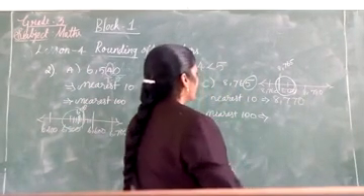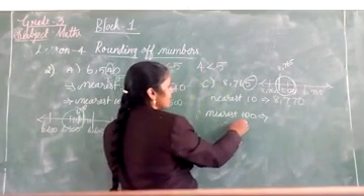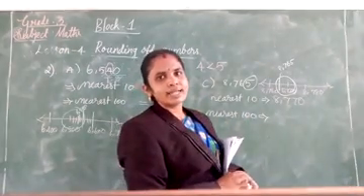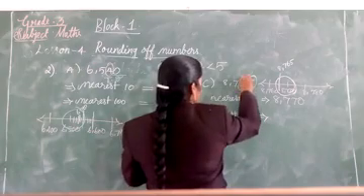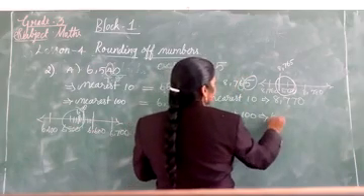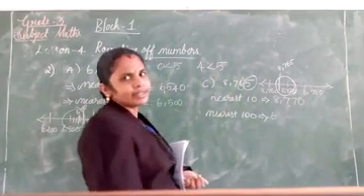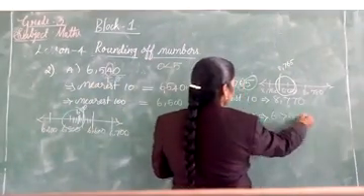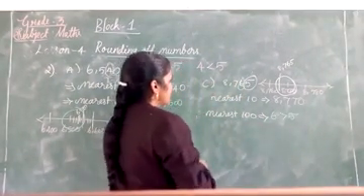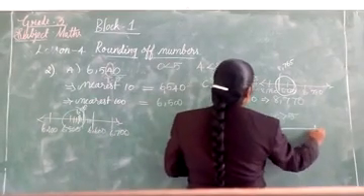8770. Okay. Next, nearest 100 means we should see the digit at the place of tens. In the place of tens, what is the digit we have? 6. Is 6 less than 5 or greater than 5? 6 is greater than 5. So, shall we draw a number line for this one?